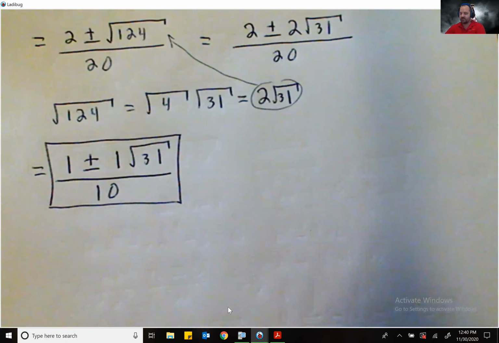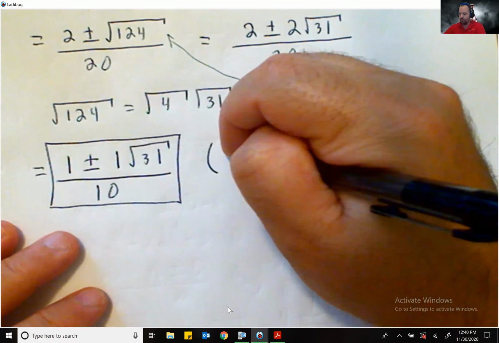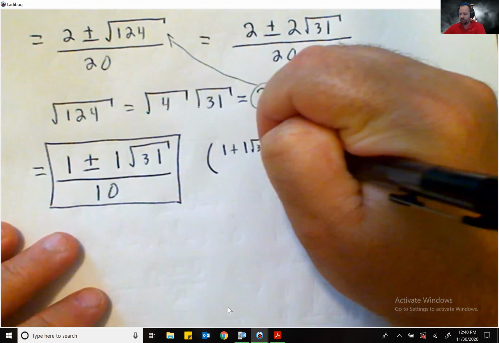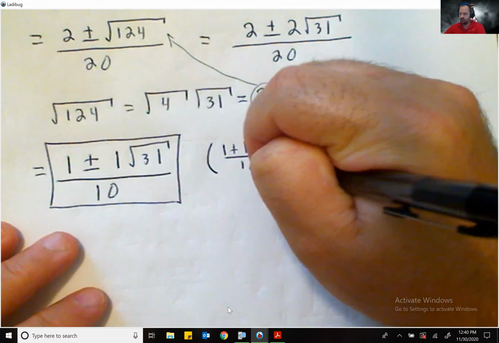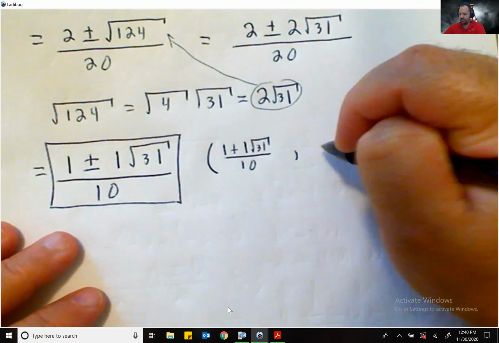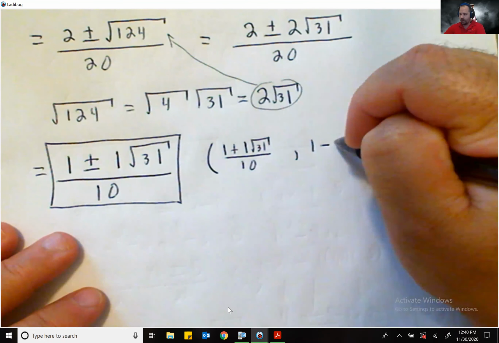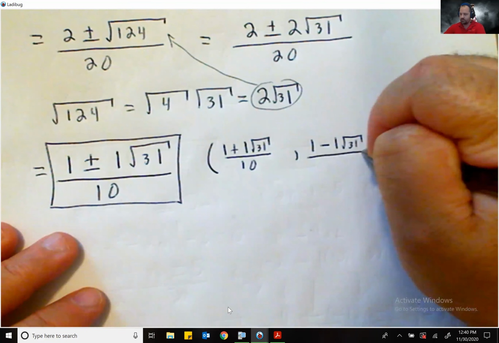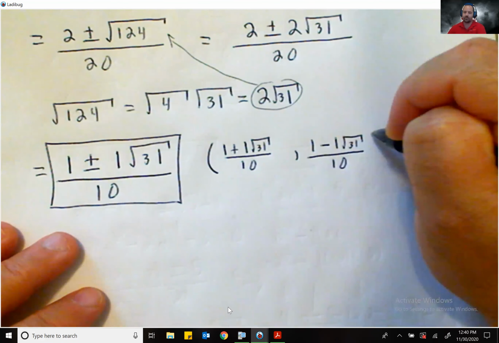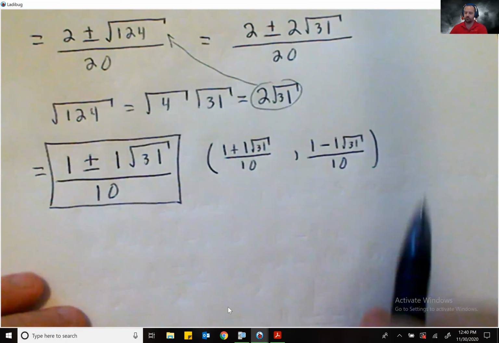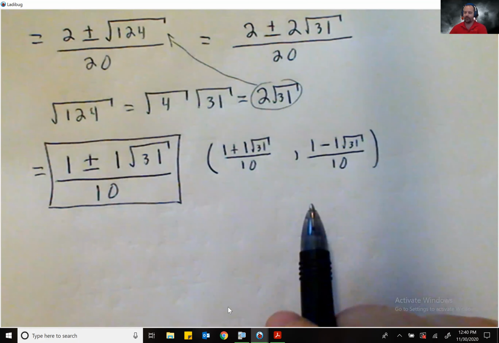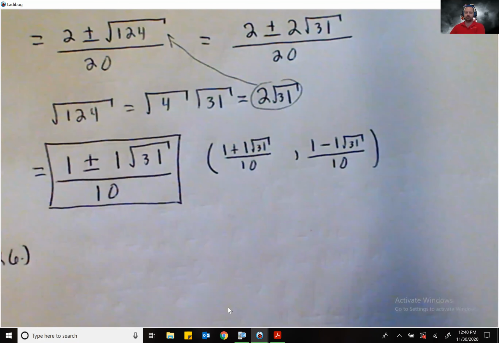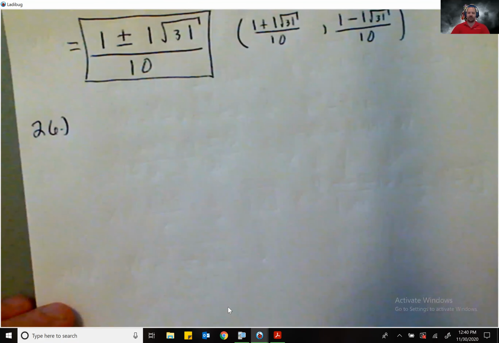Now you can separate them out into 1 plus 1 square root of 31 all over 10, and then your other answer would be 1 minus 1 square root of 31 all over 10. So you can separate them out if you want to. Number 26. Almost done. Last 5 problems.